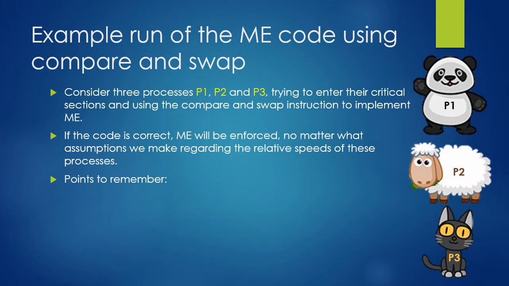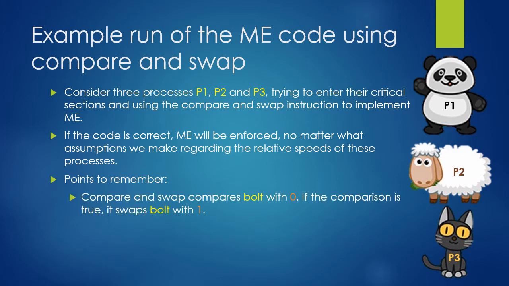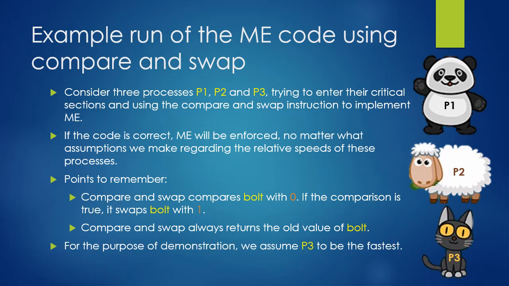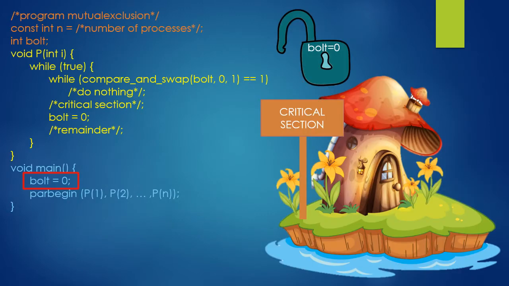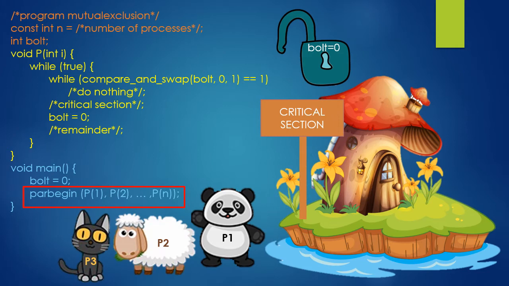Some points are worth remembering. Compare and swap compares bolt with 0. If the comparison is true, it swaps bolt with 1. Compare and swap always returns the old value of bolt. For the purpose of demonstration, we assume P3 to be the fastest. The main program starts and sets bolt to 0. We assume the constant integer n has been initialized to 3. The parbegin construct begins 3 processes in parallel.